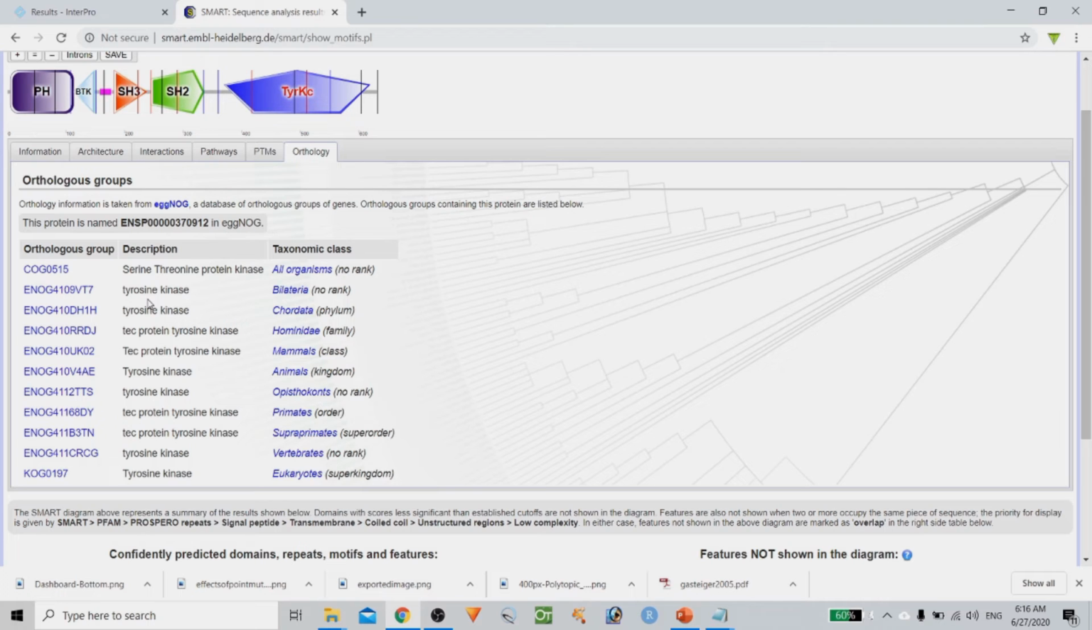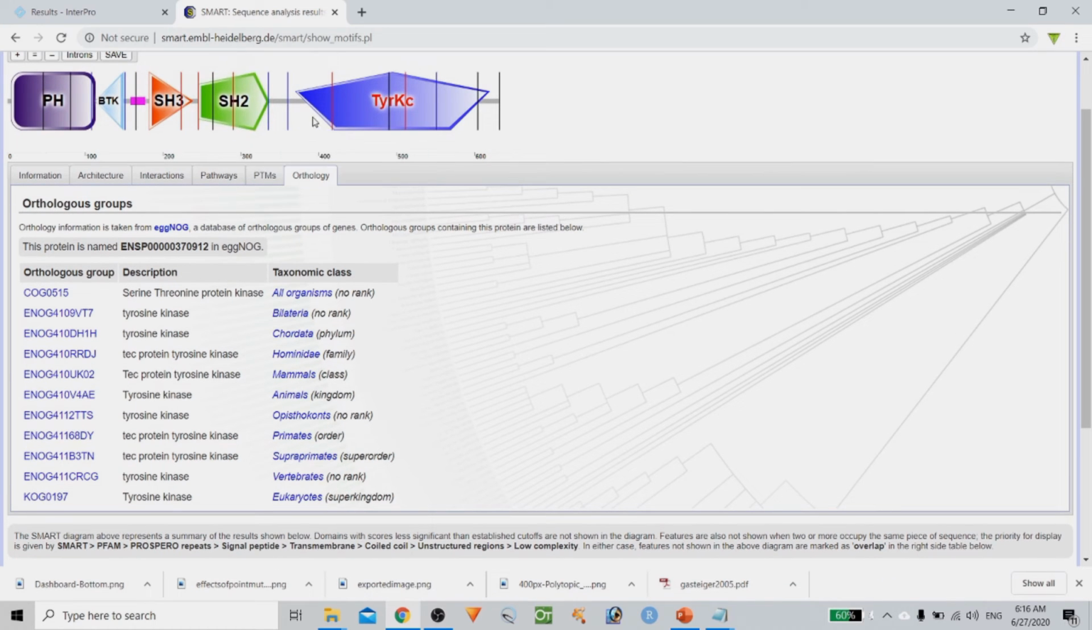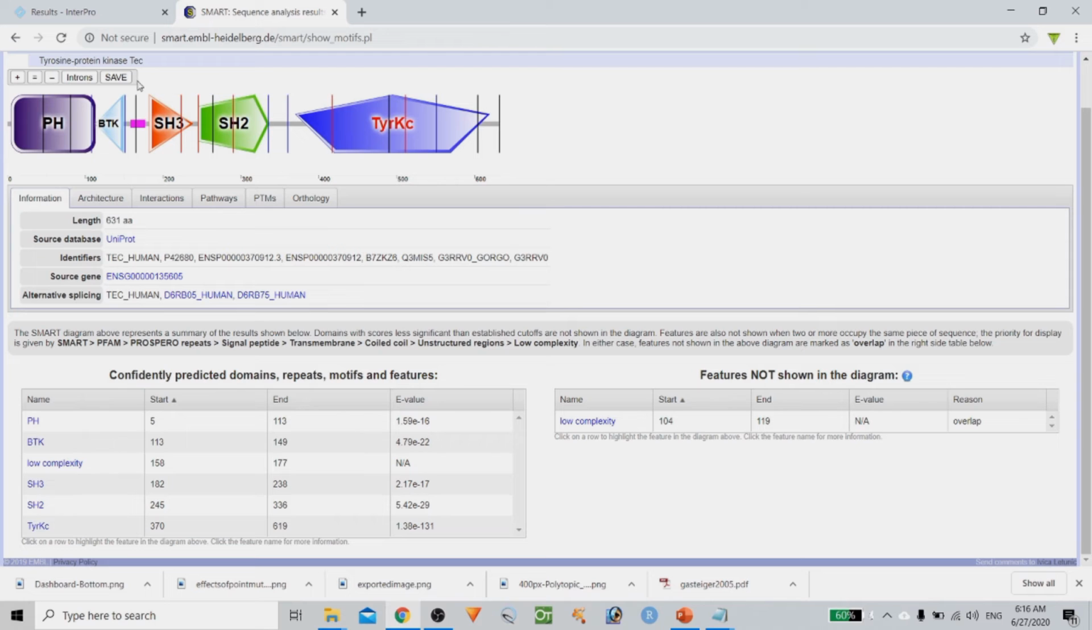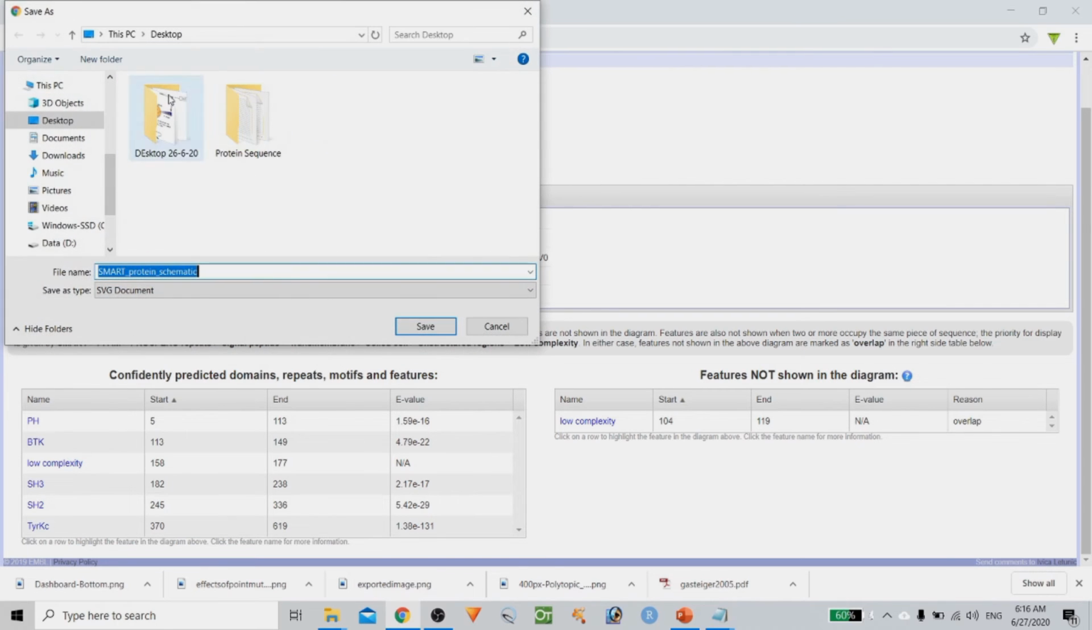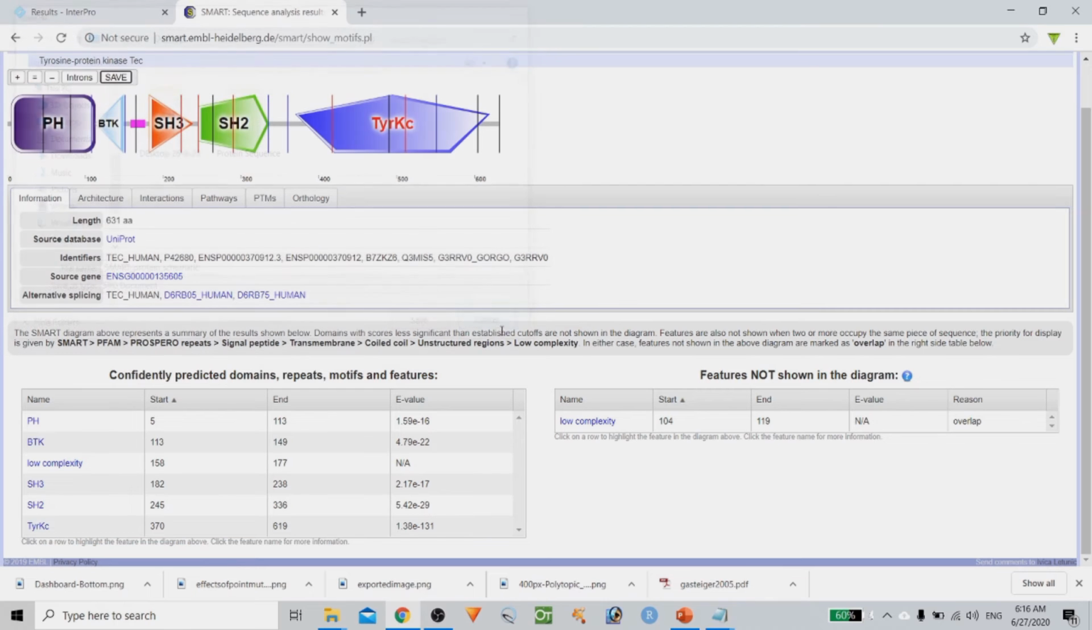Okay, so like this, based upon the domain, it's easy for us to predict what exactly the function of the protein is. You can save this image, it's very easy. There is an option available here: you have to click on save. Now we can save this image in SVG format, where you can use Photoshop, or in JPG format. Okay, this is about SMART.